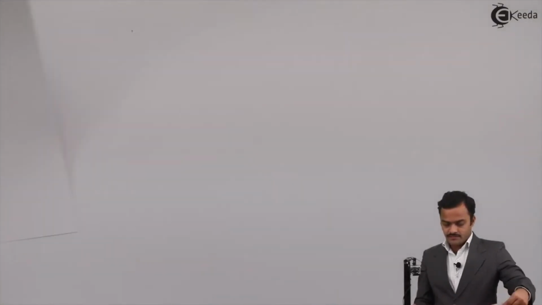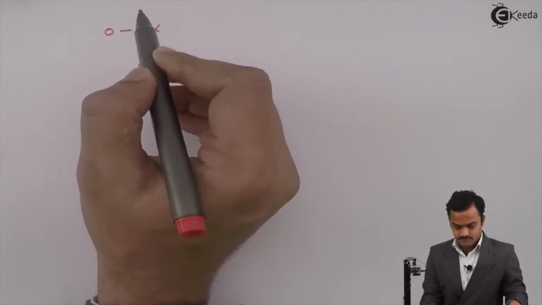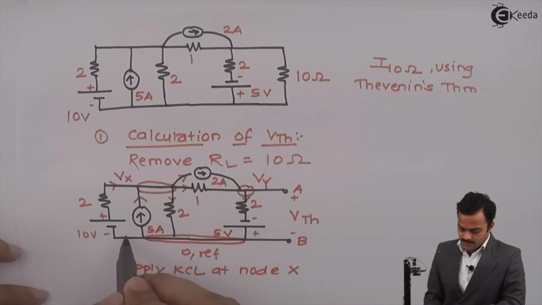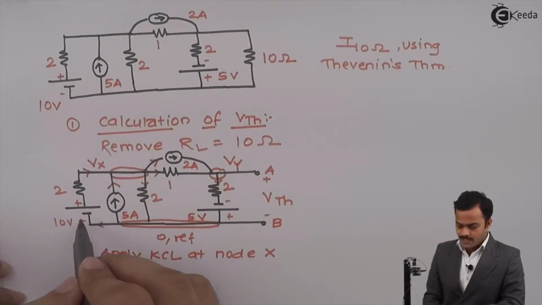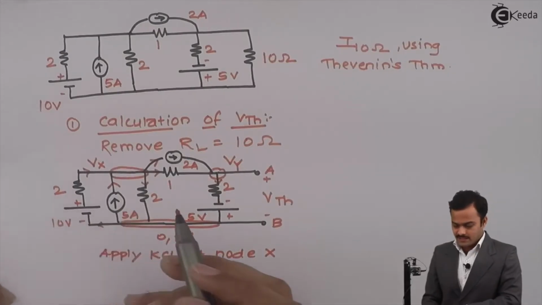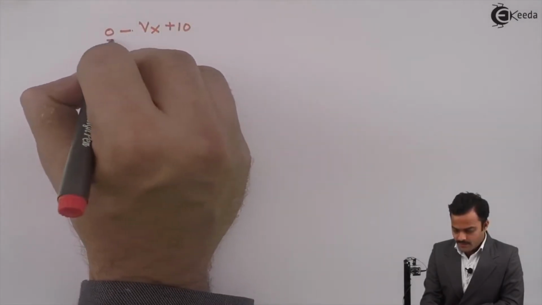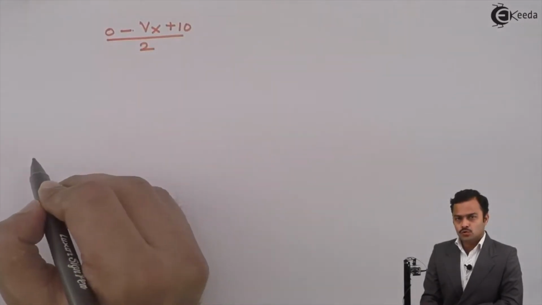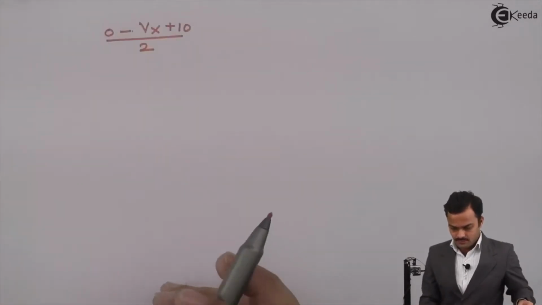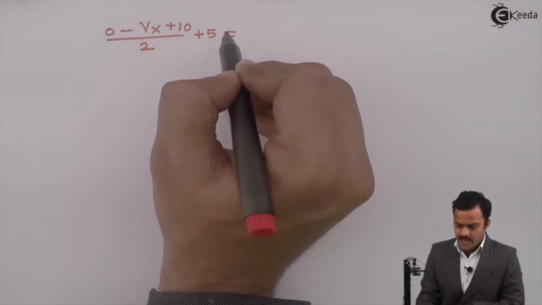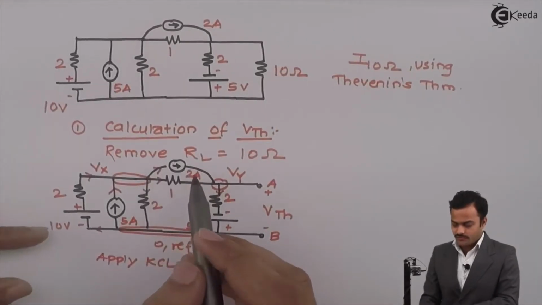So let's write equation for the incoming current. It is 0 minus Vx. So in a current direction like this, I am having a voltage source whose changing polarity minus to plus as per current direction. So it is plus 10 divided by resistance of that branch, which is 2. Remaining incoming current is this 5 ampere. So it's plus 5. As we said, remaining 3 branches are outgoing. Out of that, one is a current source of 2 ampere.